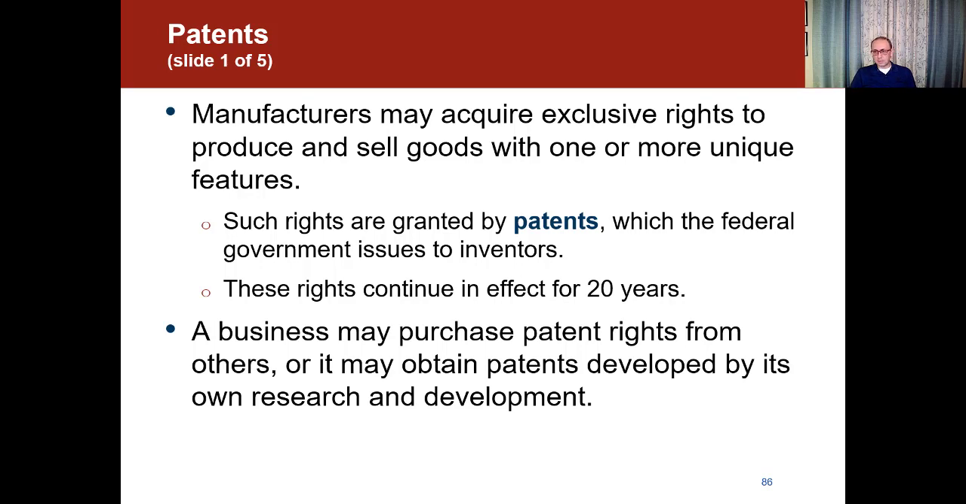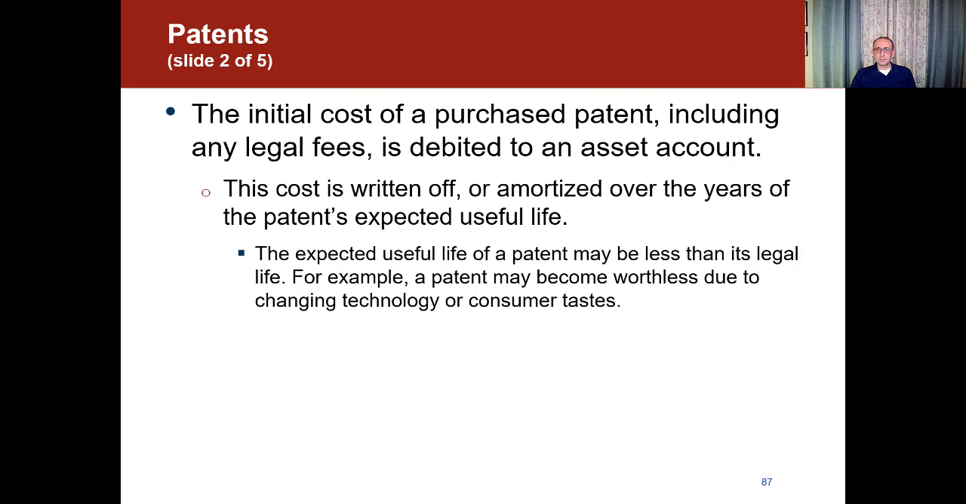So a business may purchase patent rights from others, or it may obtain patents developed by its own research and development. The initial cost of a purchased patent, including any legal fees, is debited to an asset account. So this cost is written off or amortized over the years of the patent's expected useful life. The expected useful life of a patent may be less than its legal life. For example, a patent may become worthless due to changing technology or consumer tastes. But the longest is 20 years, and that's what we call the legal life.